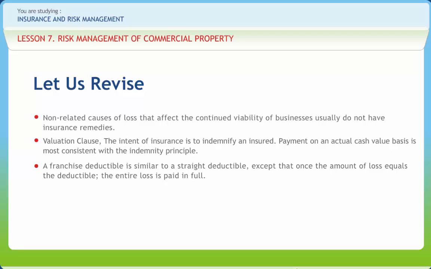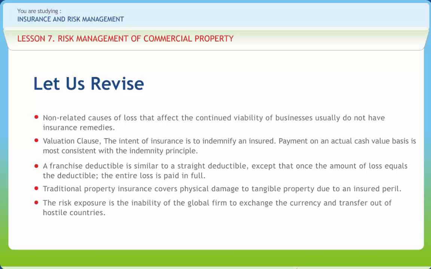Businesses can take loss control steps to reduce the e-commerce property and business interruption risk by using the security products and processes, system audits, and antivirus protection. Traditional property insurance covers physical damage to tangible property due to an insured peril. The risk exposure is the inability of the global firm to exchange the currency and transfer out of hostile countries. Labor laws reflect another interesting cultural difference.